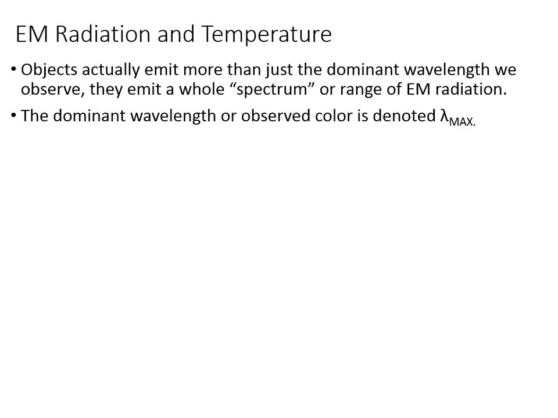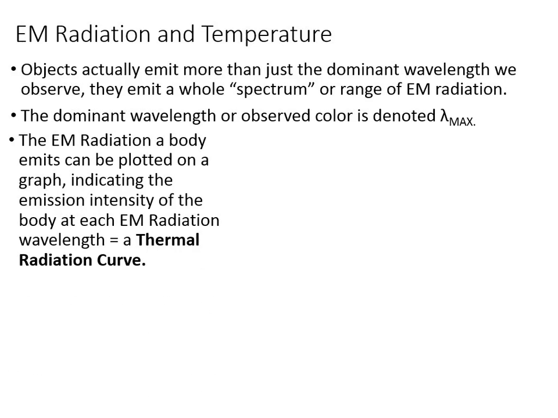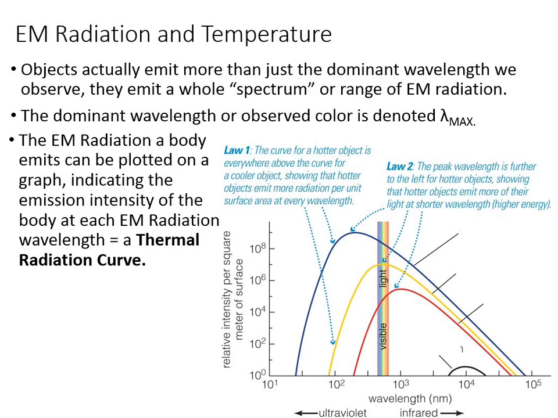So we actually use radiation curves to analyze information coming from objects. They're called thermal radiation curves, sometimes black body radiation curves. Here we go. On this graph, there are 4 objects. The blue line is one object, the yellow line is another, the red line is another, and there's a black line over there hiding, that's a 4th object.